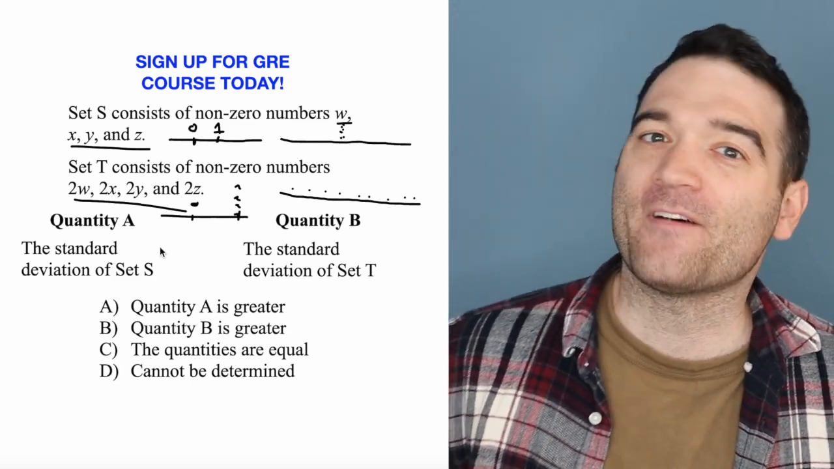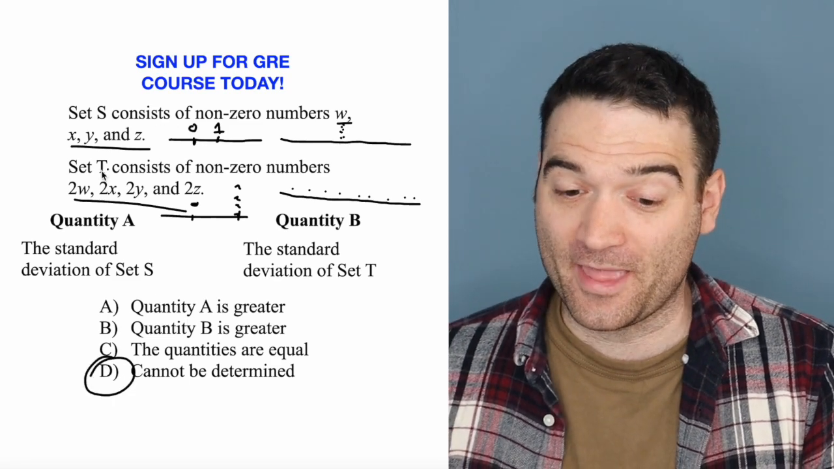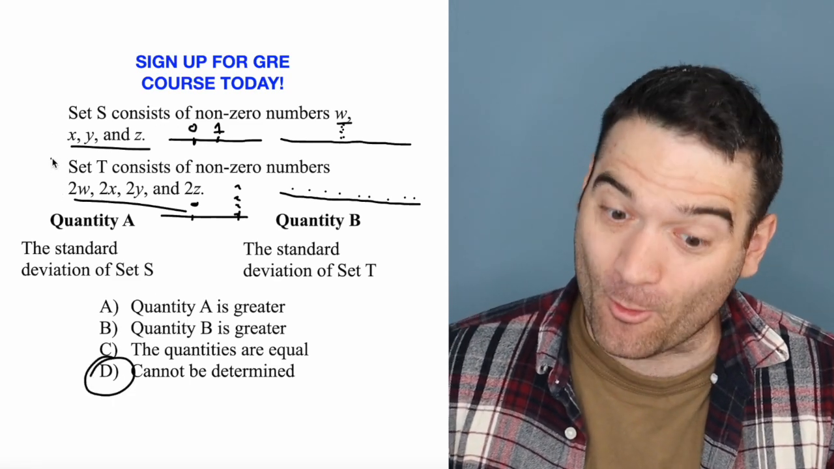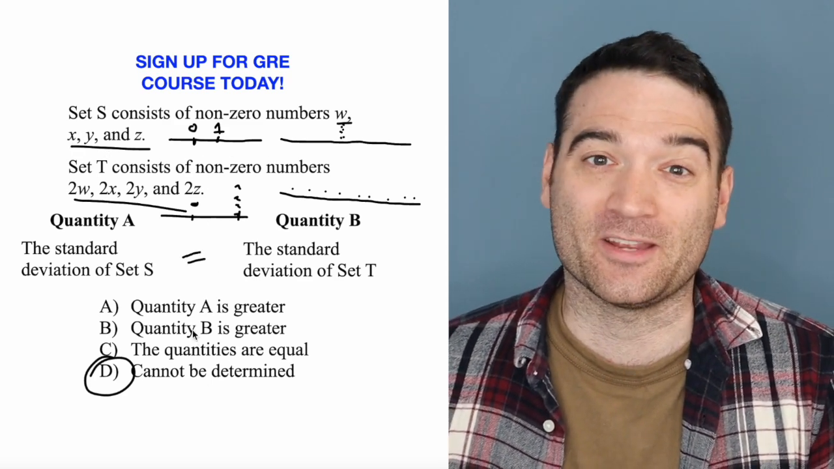So the fact that I can find that counterexample means that the correct answer here is D. It's possible that this set is greater than that one. However, it's also possible that they are equal. So the correct answer here is D.